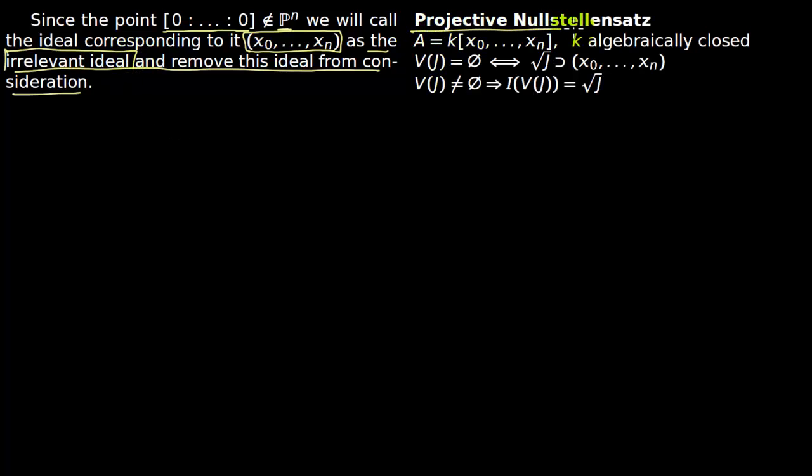Now we talk about the projective Nullstellensatz. Say you are given this ring A, where K is algebraically closed. Then consider the vanishing set of some ideal J in this ring, where J is a homogeneous ideal. Now we are talking about homogeneous ideals. So the vanishing set is a null set if and only if the radical of J contains the irrelevant ideal. So the radical contains the ideal which corresponds to this point, which is not even in the projective space. And if the vanishing set is not null, this implies you have I(V(J)) is equal to the radical of J, just like in the affine case.